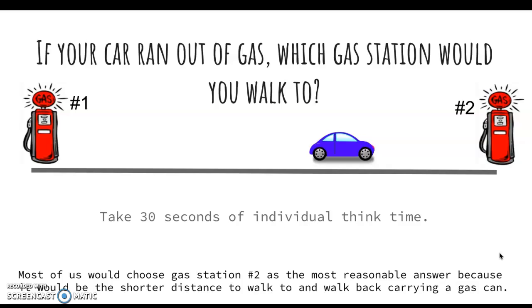So it would make the most sense. Most of us would choose gas station number 2 as the most reasonable answer because it would be the shorter distance to walk to and walk back carrying a gas can. The car is closer to gas station number 2.